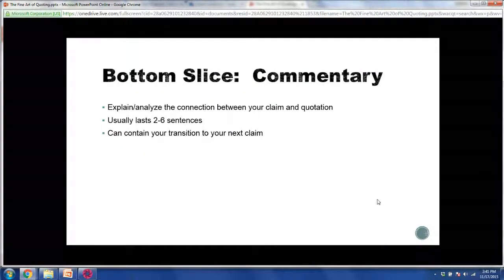The bottom slice is one that I find students either neglect entirely, or the bottom layer is just too thin to support such a great sandwich. Commentary is designed to explain or analyze the connection between your claim and the quotation that you're making. It usually is 2 to 6 sentences. It should never be just one sentence. Otherwise, your evidence probably isn't strong enough to say what you need, or you're not saying enough to illustrate your thinking for your reader. It can also contain your transition into your next claim, which works great for the idea of subordinate paragraphs that we talked about in the other lecture.